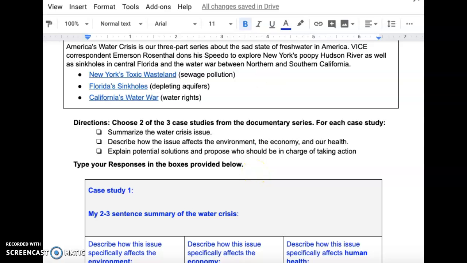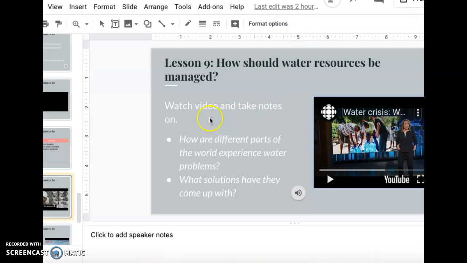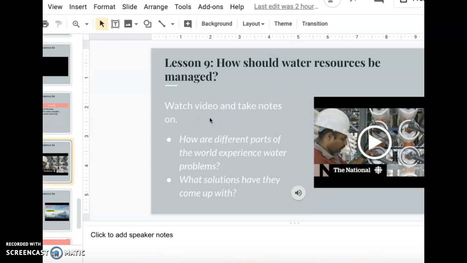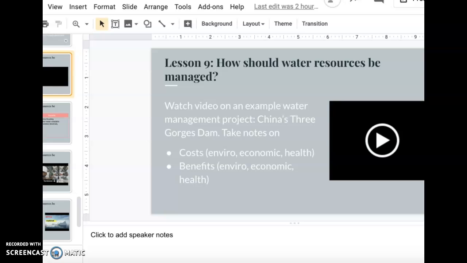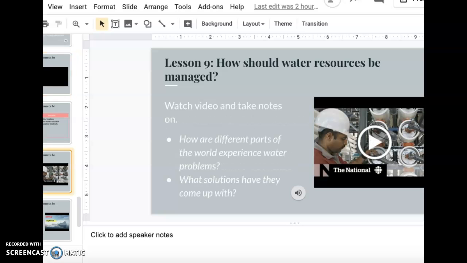Again, if you can't remember different solutions, you learned about it in lesson 9 in today's PowerPoint, which talks about different ways that water can be managed and different solutions to solve issues with water management.